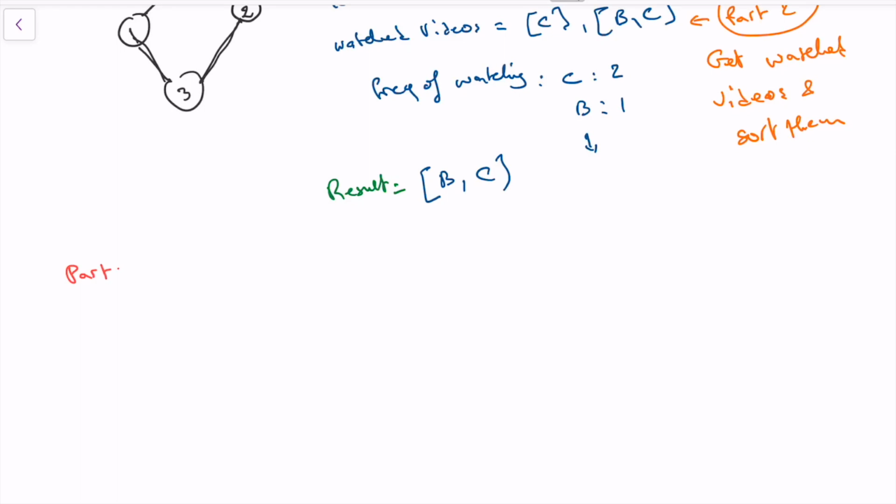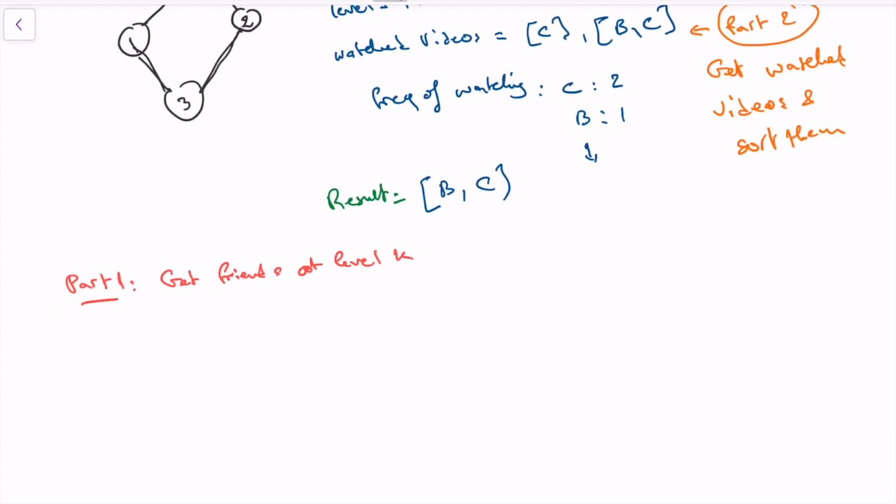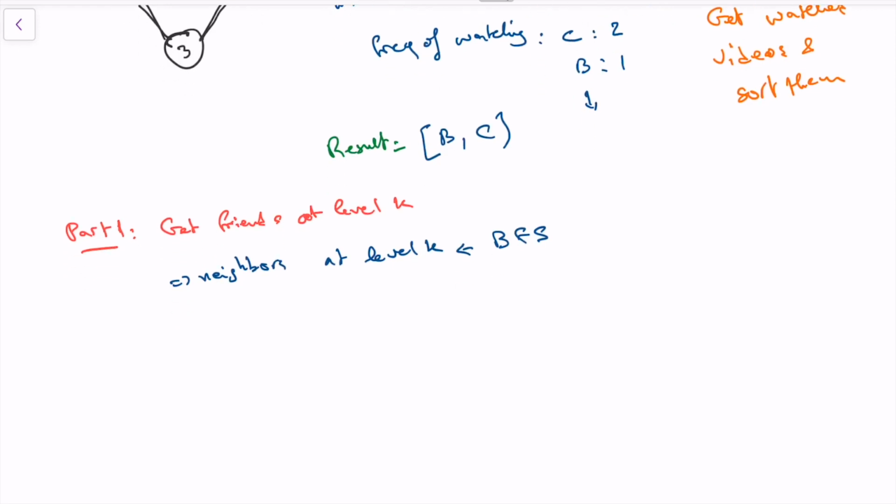So part 1, which is get friends at level K, right? So you can see here, this is a graph, right? And getting friends at level K is exactly neighbors at level K, right? And this is something that using BFS on a graph can give us right away, right? And so we know that the first step we need to do is just get that. Now the second part, once we got the levels at position K, with BFS it would be just the content of the queue once the level K has been reached, right?